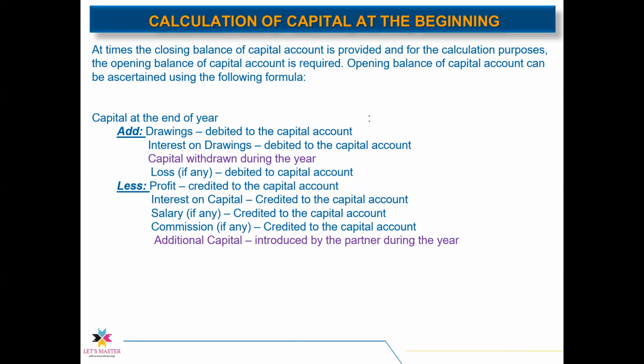Again, remember, if you are maintaining the partner's capital account using the fixed method of capital, in that case, only the additional capital introduced by the partner during the year would be deducted from the closing balance of capital account. Rest of the items would be posted in the current account. So obviously these items will not have any impact on the closing balance of capital account. With that, let's move on.